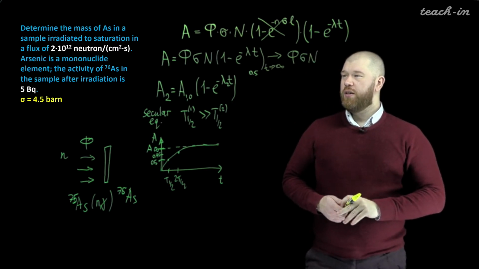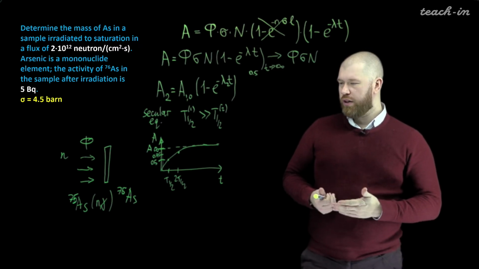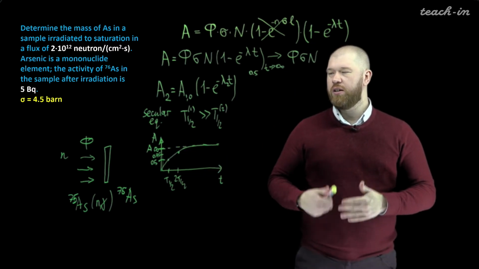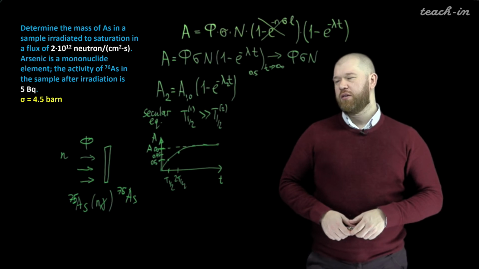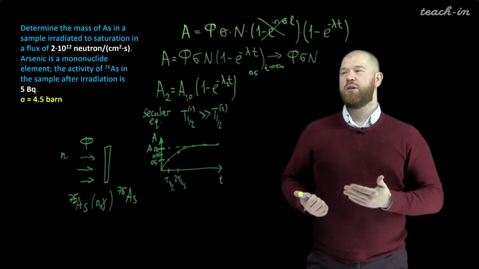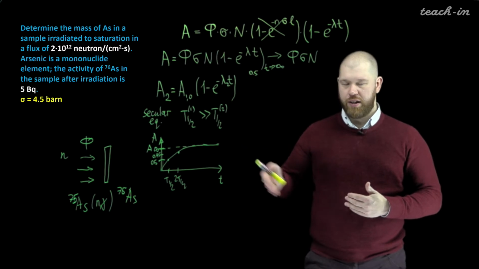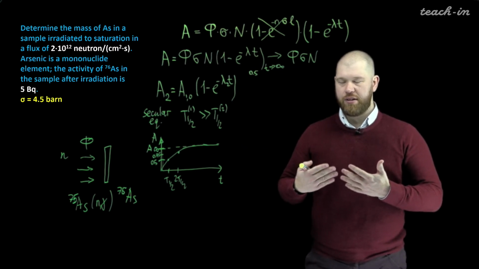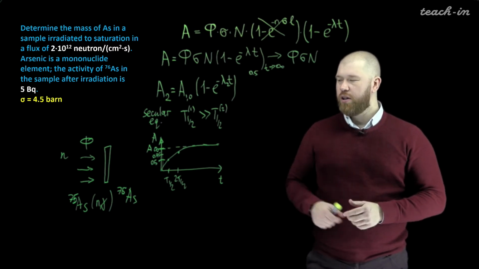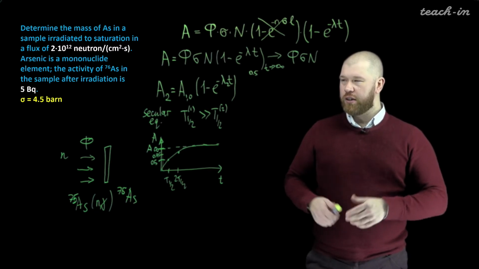So in this case, when we say that our target was irradiated to saturation, that means that we reach this maximum activity that can be accumulated in this target. After a certain time, there is no increase in activity because the number of atoms that are decaying is equal to the number of atoms that are generated due to the neutron activation. So it is equilibrium and there is no increase in activity anymore.